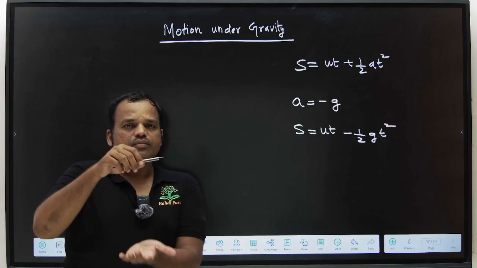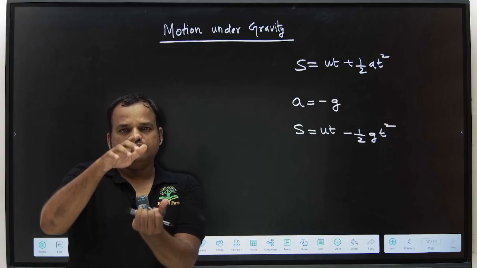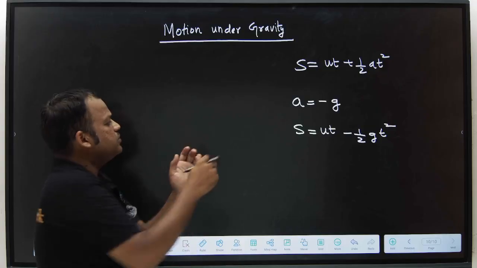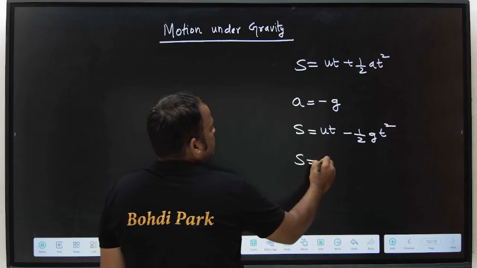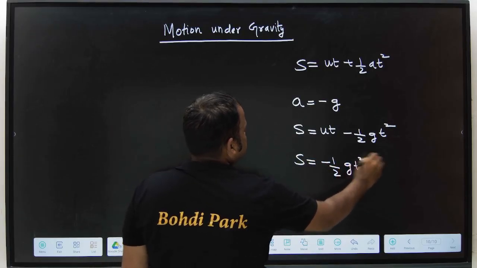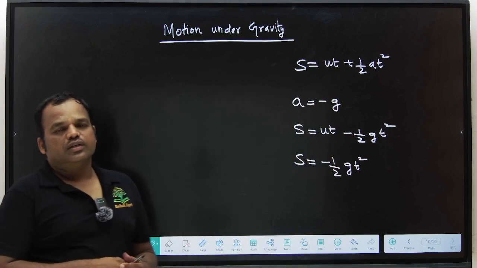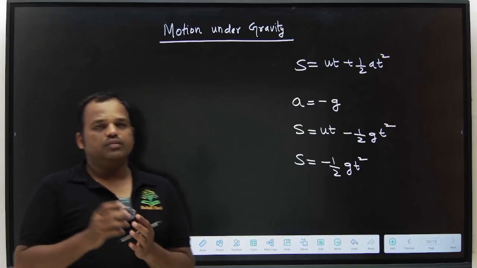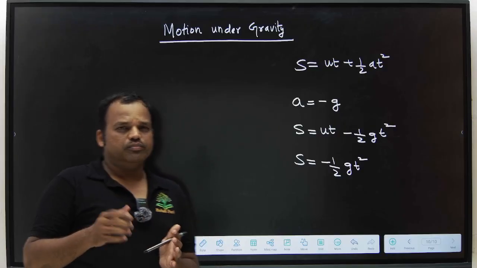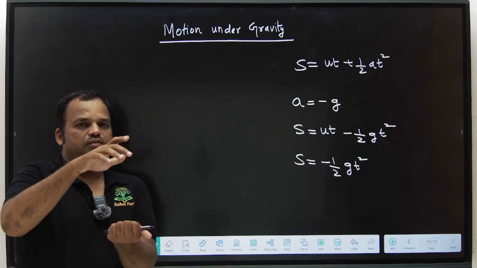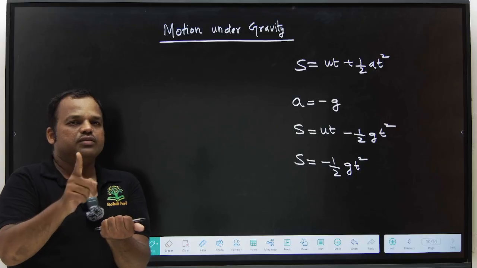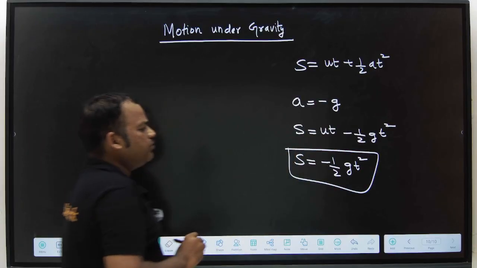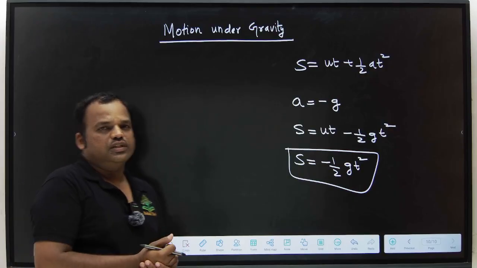Now imagine some object is falling. Initial velocity is 0. So this equation will become S = minus half gt square. So if the question says the ball is dropped or the stone is dropped, when something is dropped, initial velocity is 0. So immediately you can use this formula, S = minus half gt square.